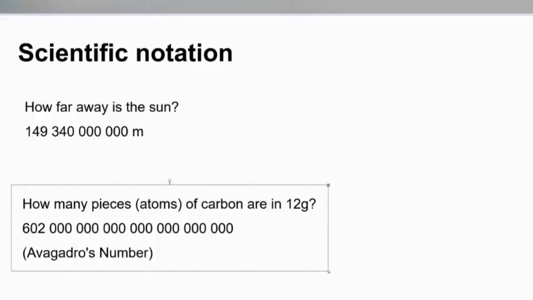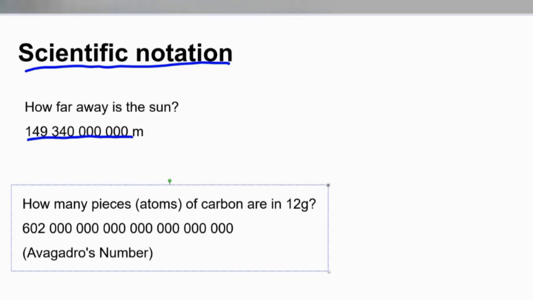Let's talk about what scientific notation is. It's a topic that's used a lot in science classes, and it's a math topic. If you were looking at something like how far away the sun is, this is a really big number, right? 149 billion. Well, we could write that in scientific notation and it might look a little bit easier.